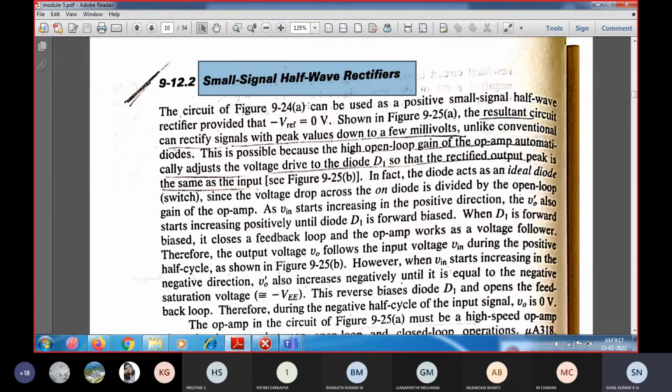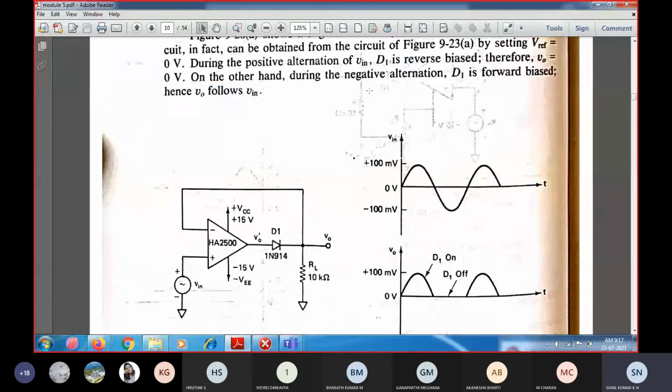If the diode arrangement works for both half cycles, the positive half cycle as well as the negative half cycle, then that rectifier is called a full wave rectifier. In the same way, there is also the bridge rectifier, which provides good efficiency. Here we are also going to deal with how diodes can be used with the op-amp as a rectifier, because we know the conventional rectifier circuits.